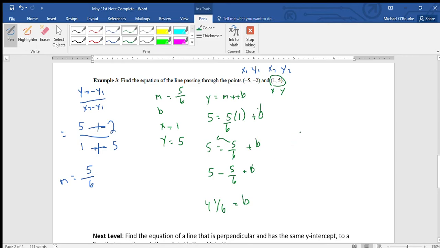Okay, and then finally, our equation, we have our two things we need. We have this and this. So y equals mx plus b. Let's plug in what we know. Y equals 5 over 6 x plus 4 and 1/6. Perfect. All right, last one.